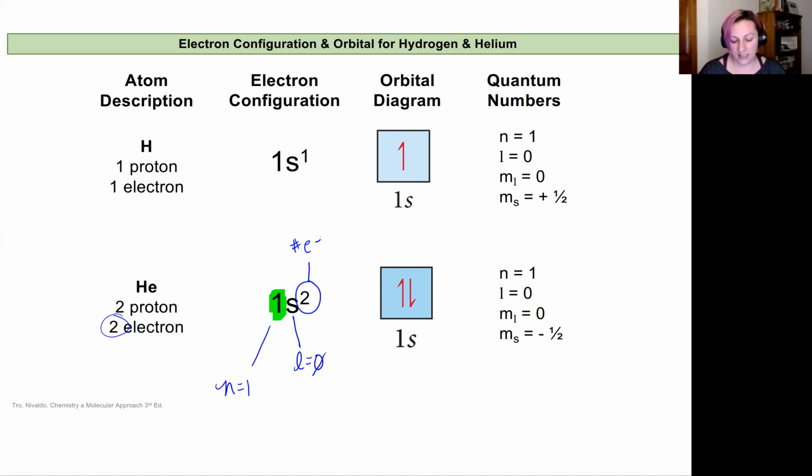So the way I would write this for helium is I would have a 1s orbital, and you could do it as a box. I always just do it as a line. And for my helium, I would have two electrons with opposite spins indicated by the opposite directions of the arrows.